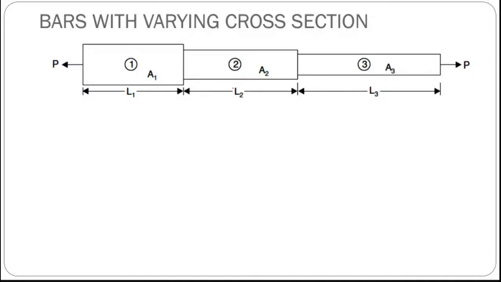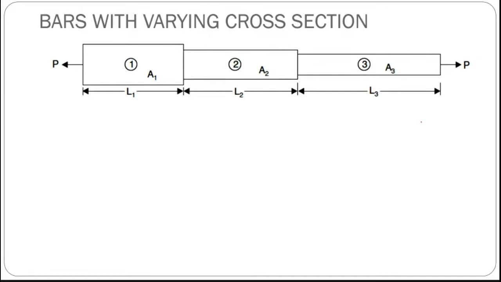Let me go for the next topic, which is bars with varying cross section. So let me consider you have three different cross sections here, 1, 2, 3, which are having different areas A1, A2, A3, and different lengths L1, L2, and L3. All are having only one force, a tensile force or a compressive force, acting on the ends. So how to identify the change in length for this varying cross section?